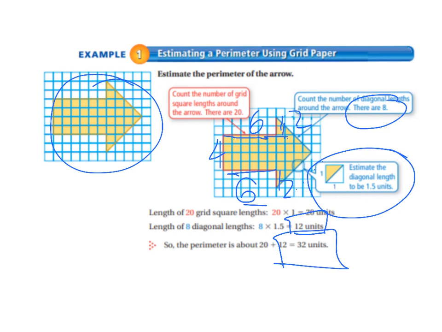So that's one way to estimate the perimeter using grid paper. We don't always have grid paper, and it's not always a practical thing to do, but sometimes that's a good method and that will work for us.